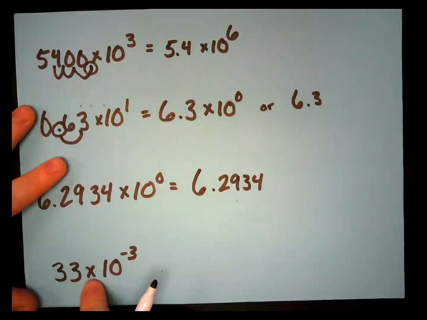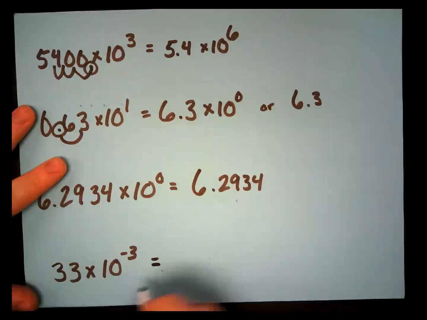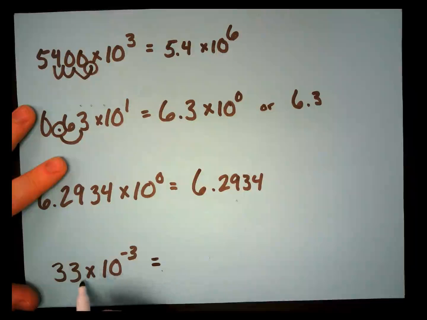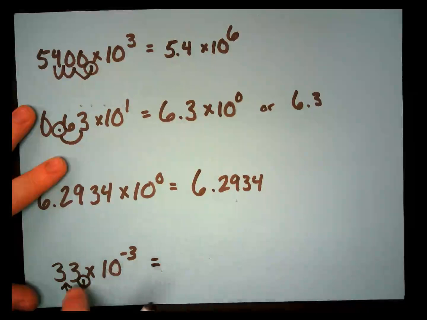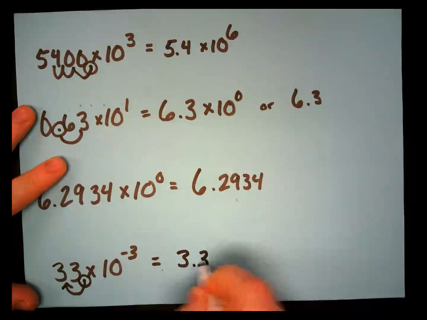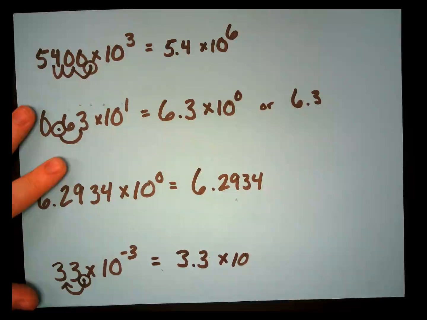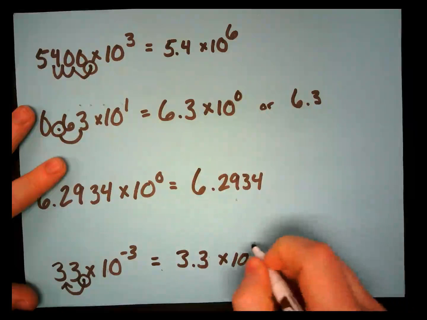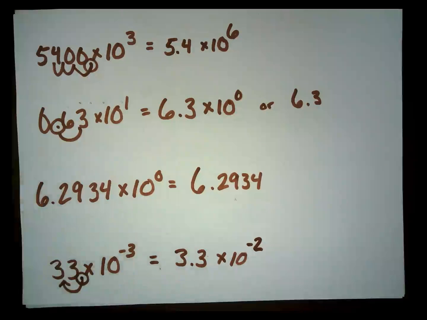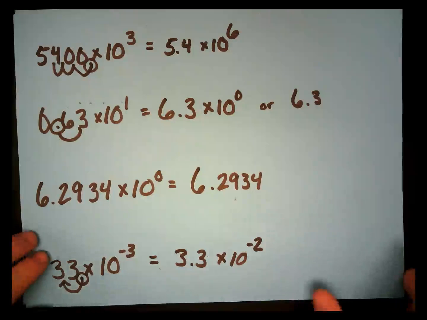And then 33 times 10 to the negative 3rd power. Find that decimal right there, and we've got to move it once to the left. Since we are moving it to the left here, that means we are going to add to our already established exponent. So it'll be negative 3 plus 1, which is negative 2. And then we have our writing in scientific notation problems all done and all figured out.